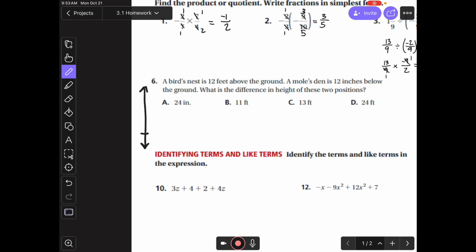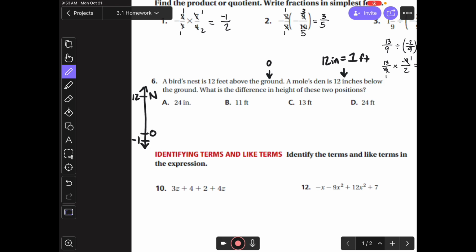So, I'm going to call my ground 0, right? Usually this is kind of our 0 point. A bird's nest is 12 feet above, so here's the nest, and it sits at 12 feet. Now, a mole's den is 12 inches below, right? We know that 12 inches is definitely a lot smaller than 12 feet. In fact, we know that 12 inches is equal to 1 foot, right? We have to compare like terms. So 12 feet, and then this is 1 foot below the ground, so really we would say this is -1.